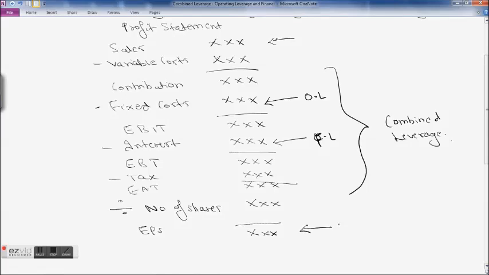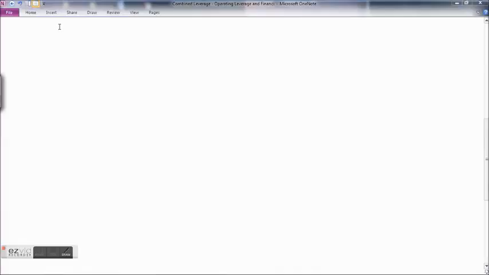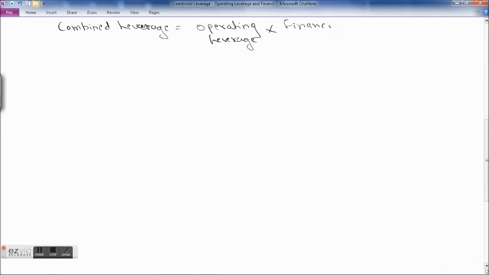Now let us see the formula for combined leverage. So your combined leverage is equal to operating leverage into financial leverage. Okay, so if you are given operating leverage and financial leverage, you can just multiply it and find out what is a combined leverage.